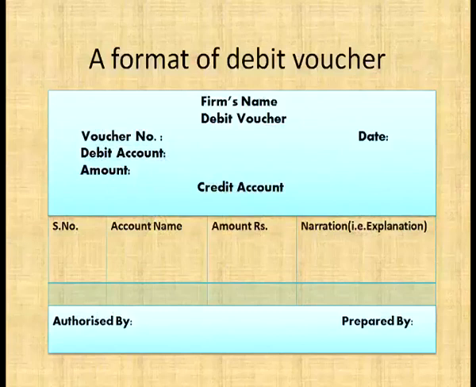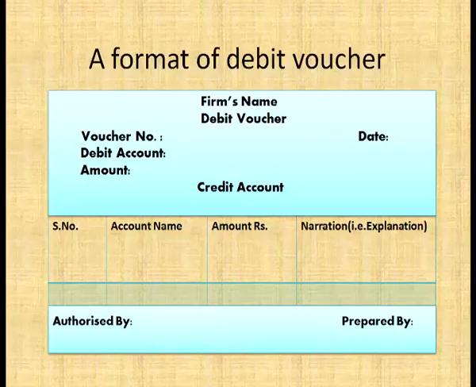Here you have to write the firm name, debit voucher, voucher number, date, debit account, amount, credit account. Then in different columns, serial number, account name, amount, narration. Signed or prepared by the accountant. Countersigned by the authorized signatory.